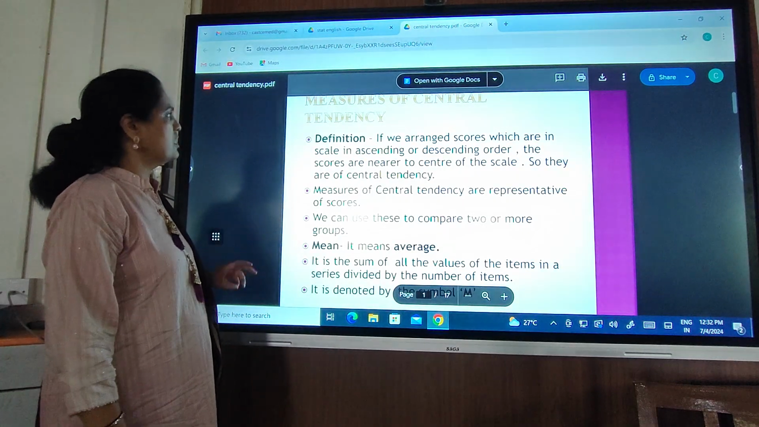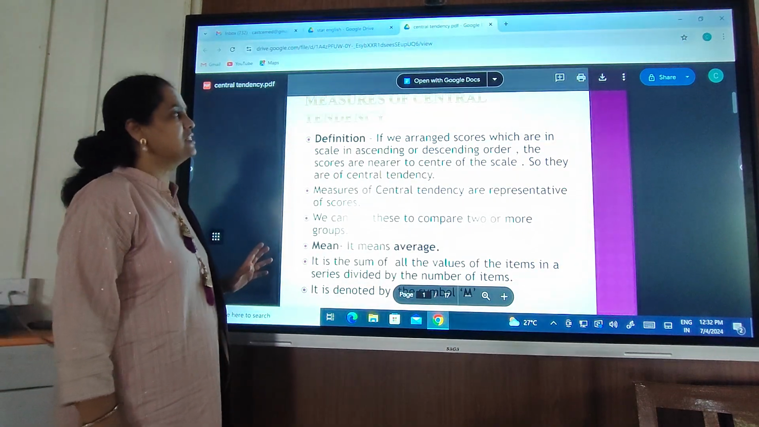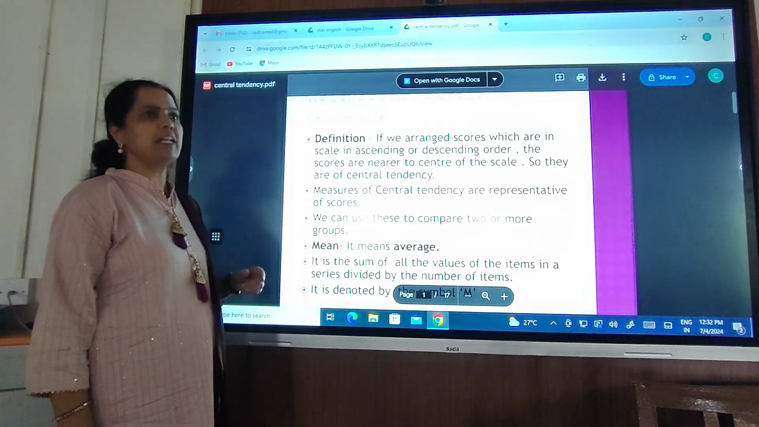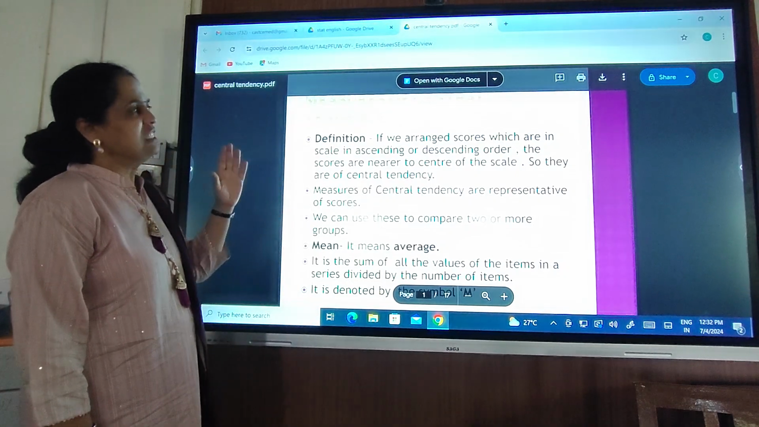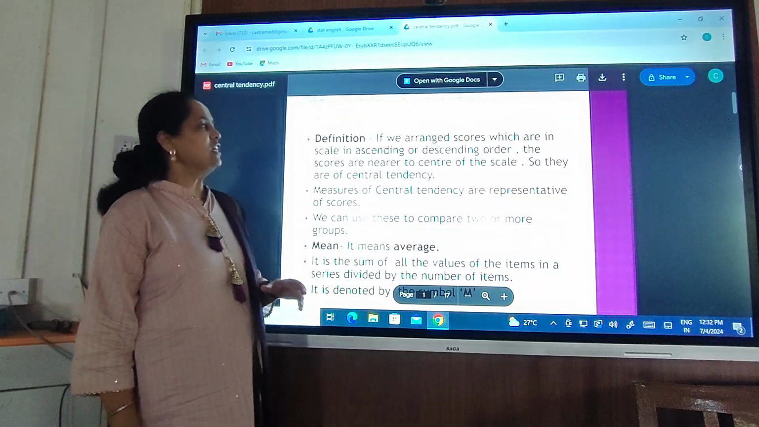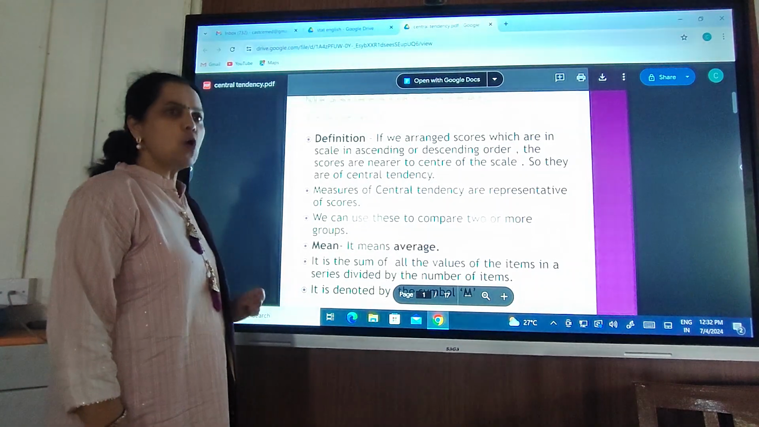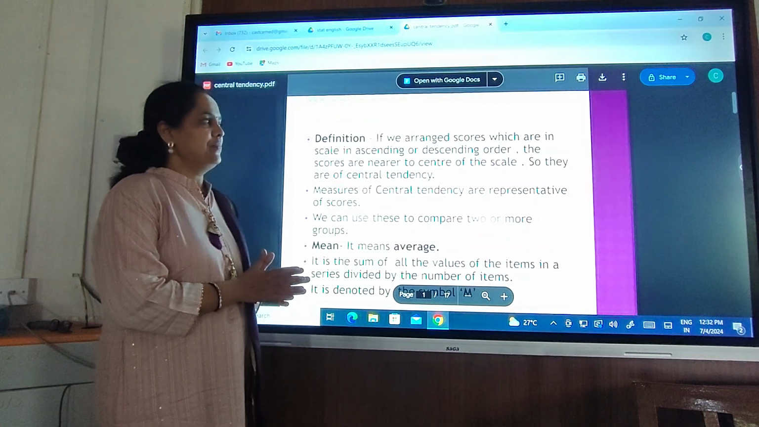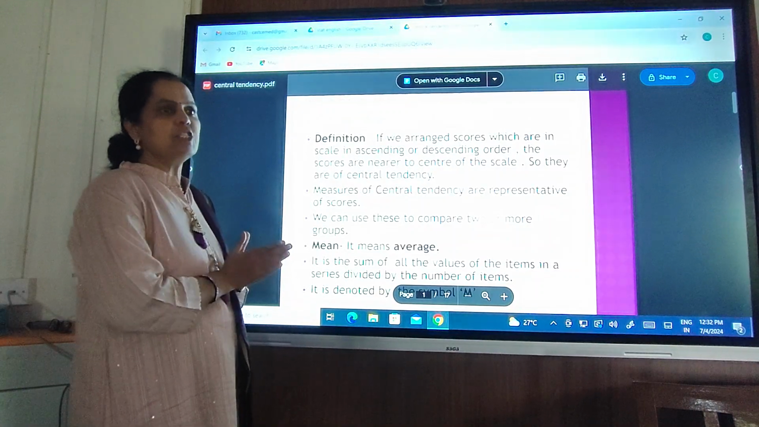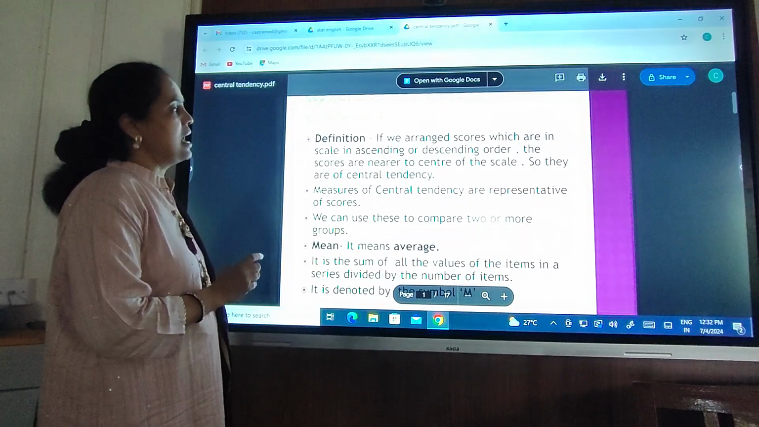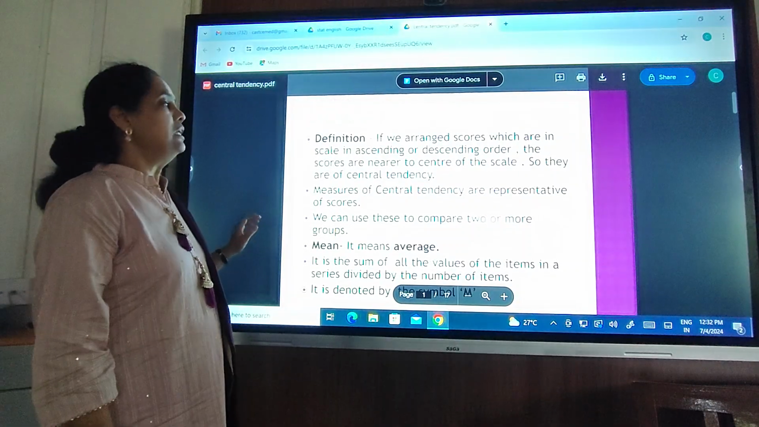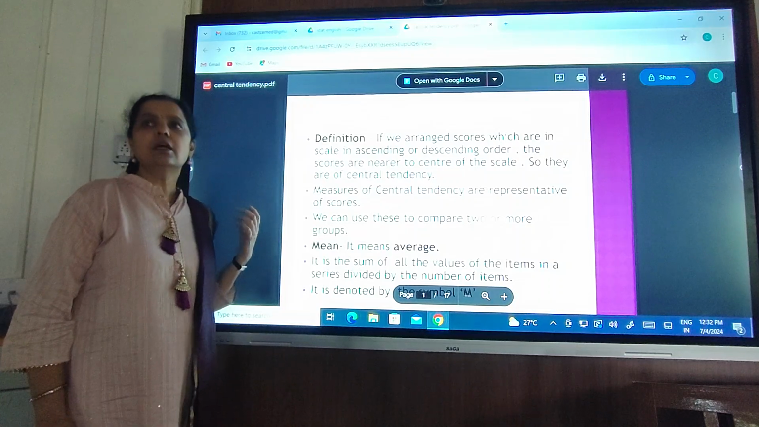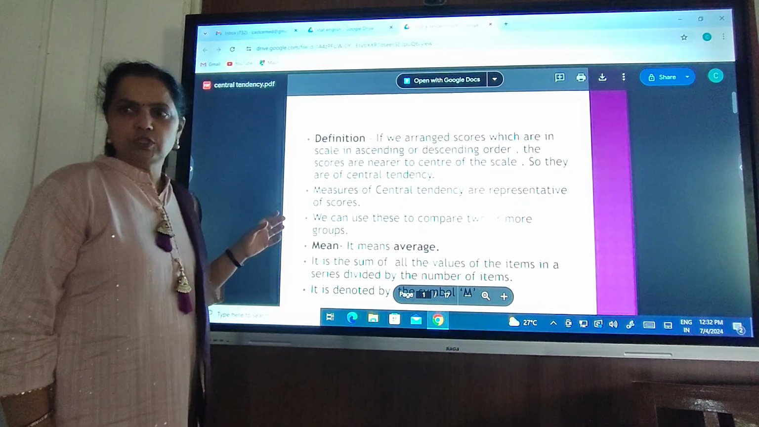Let us see what is the meaning of central tendency. If we have some scores and we have arranged these scores, which are in a scale, in ascending or descending order, the scores which are nearer to the center of the scale, this tendency of the scores is called the central tendency. And these measures of central tendency are the representatives of the scores.